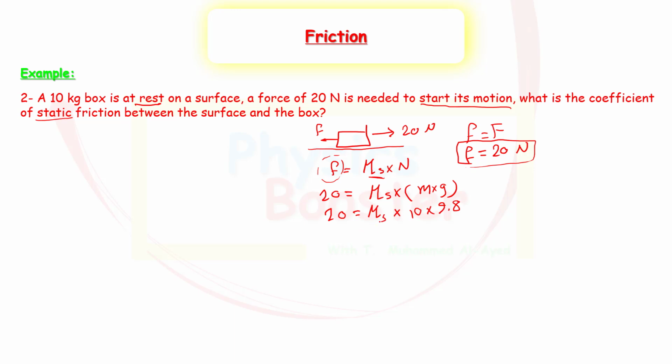So the coefficient of static friction is simply, I will divide both sides by 10 multiplied by 9.8. So the coefficient of friction is equal to 20 divided by 98, which is approximately 0.2. Now, it's very important: if you see that the coefficient of friction is larger than 1, there's a problem with your answer.